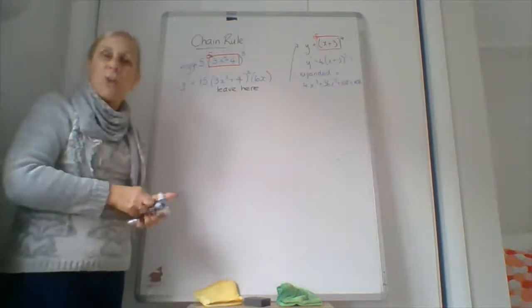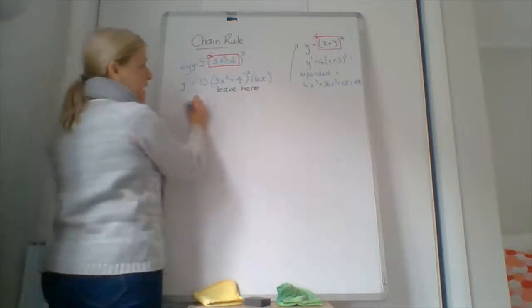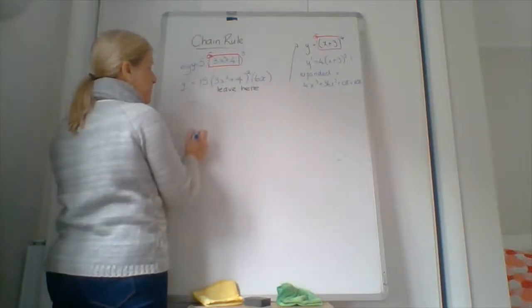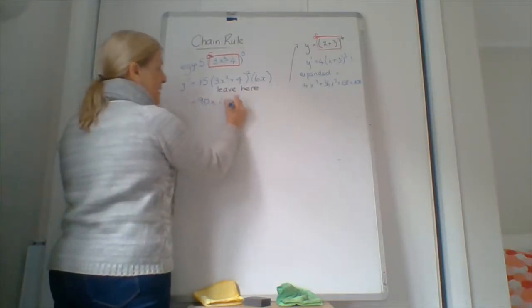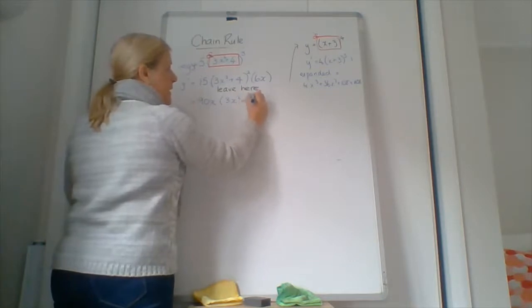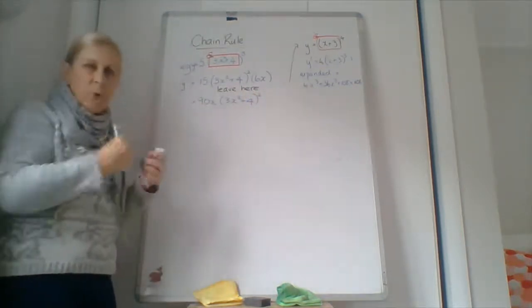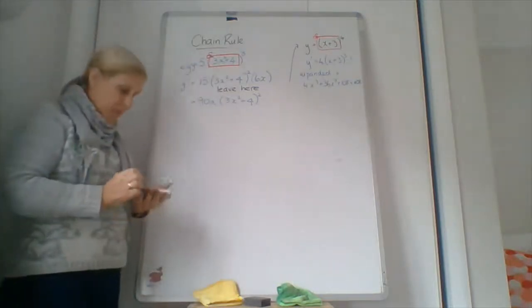The problem is, in your books, they don't like it like that. They want you to prettify it. So the likelihood is that they will have 6 times 15, 90x, and then 3x squared plus 4. They won't go as far as to expand the brackets, but they will put it all together as much as they can. So that's a medium type of a one.